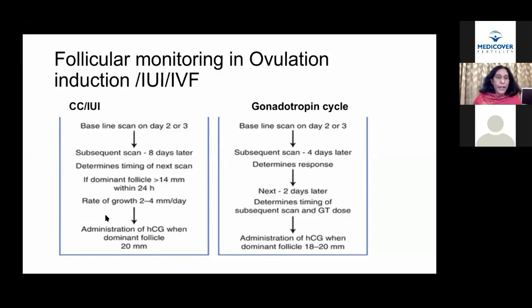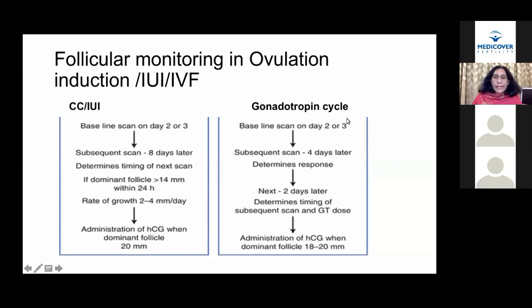If you find a dominant follicle, which is when it is more than 14 millimeters, then we monitor the growth, which we expect to increase by 2 to 4 millimeters per day. Once we have a good size, about 20 millimeters, we give them the trigger of HCG. Then we put them for natural intercourse. We help them tell the exact time when they should try naturally, or they can come for IUI.